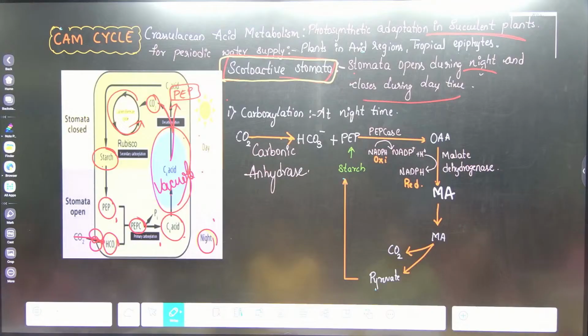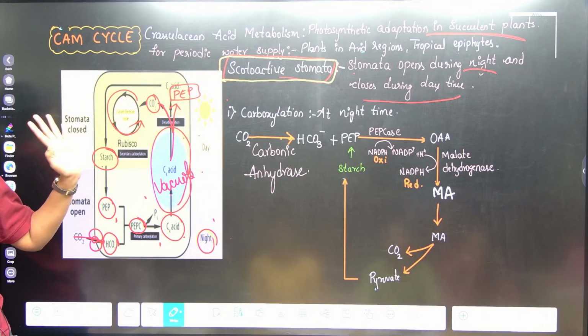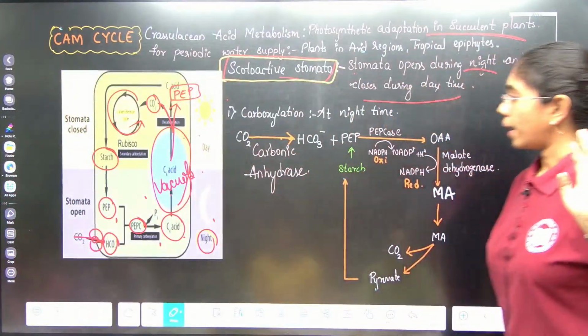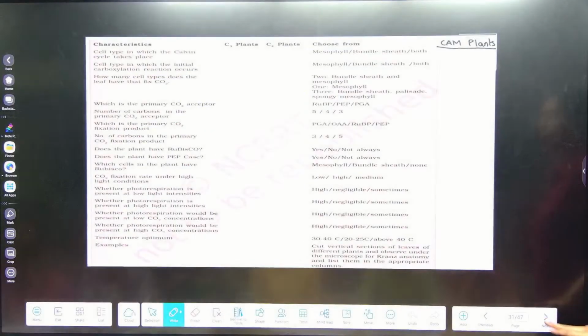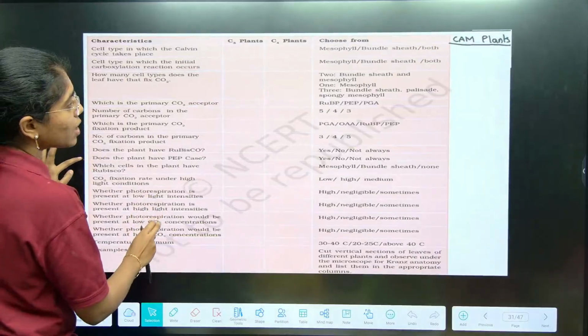So here, C4 cycle during night time and C3 cycle during daytime. Clear, right? Any doubts anywhere? So this is about the CAM cycle. Now this is the table which is given in your NCERT. Whoever has it, you can open it.